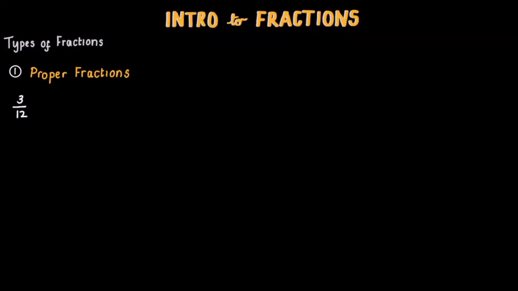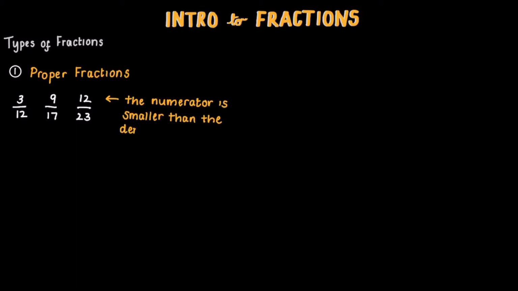Finally, we're going to look at the 3 different types of fractions. This is important as later on we will be learning how to switch between the different types. So the first type is what is called proper fractions. These are the typical fractions, the kind of normal fractions that you'll see in a question, where if you look at the fractions on the screen, the numerator is smaller than the denominator, and that is a proper fraction.